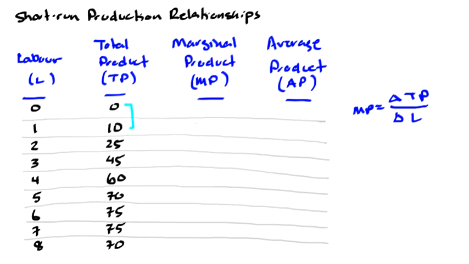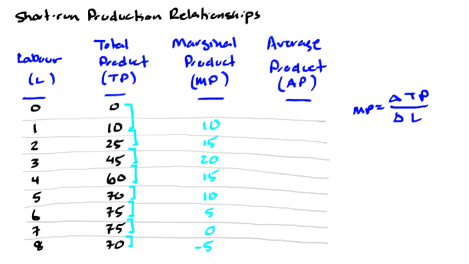When we hire the first worker and production goes to 10, the marginal product of that first worker is 10. When we hire the second worker, the total product goes to 25, so the marginal product of that second worker is 15. The third worker is 20. Now this is interesting. When we hire the fourth worker, the marginal product is 15. When we hire the fifth worker, it's 10. The sixth worker, it's 5. When we hire the seventh worker, there's no marginal product. And when we hire the 8th worker, we actually have negative marginal product.